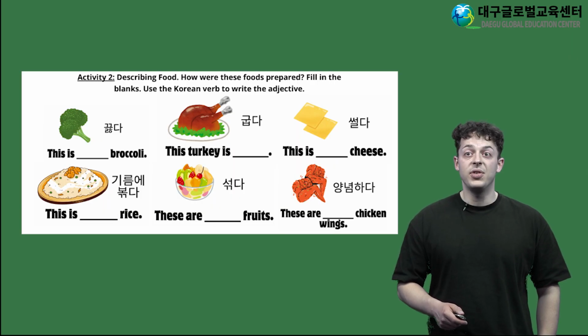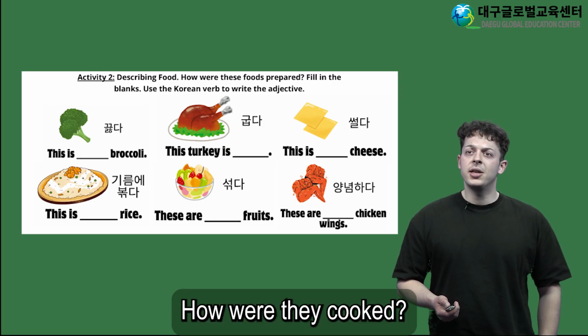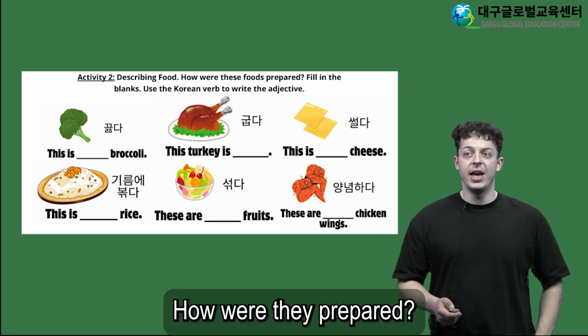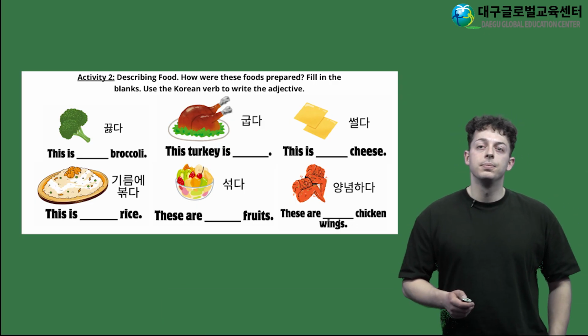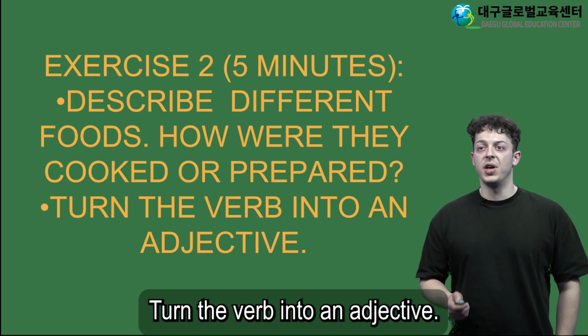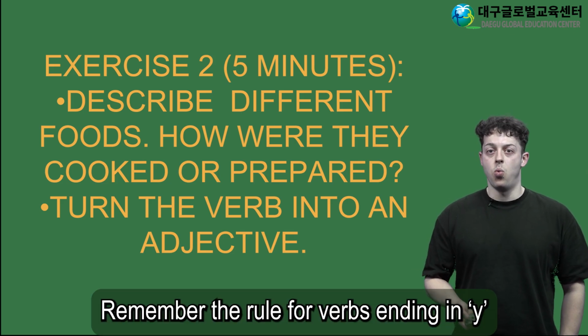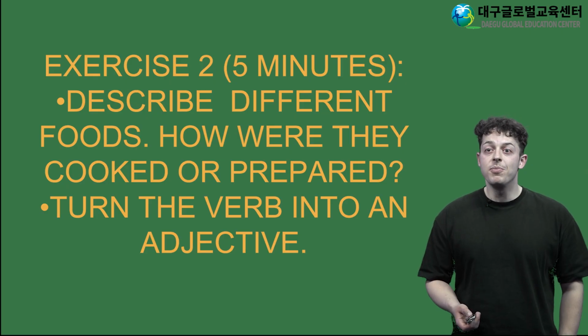Look at activity 2 of your worksheet. Describe all the different foods. How were they cooked? How were they prepared? To describe the food, turn the verb into an adjective. Remember the rule for verbs ending in Y. You have 5 minutes to complete the worksheet.